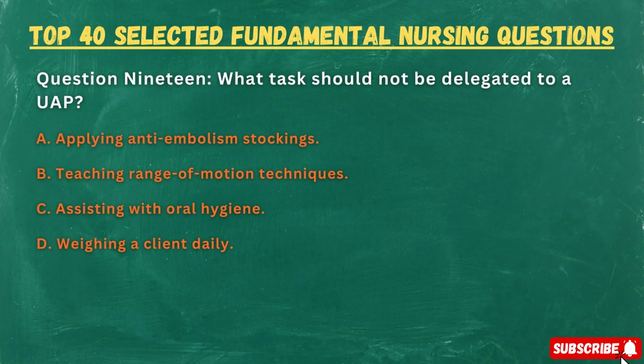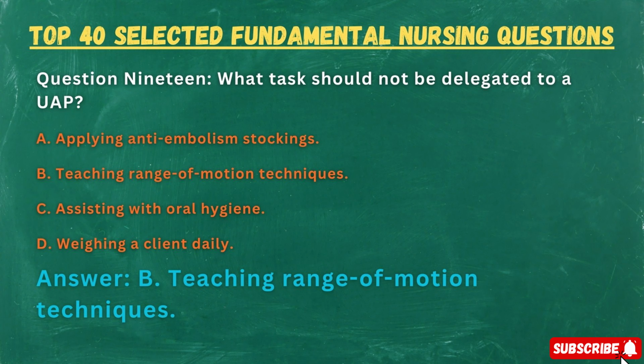Question 19. What task should not be delegated to a UAP? A. Applying anti-embolism stockings. B. Teaching range of motion techniques. C. Assisting with oral hygiene. D. Weighing a client daily. Answer. B. Teaching range of motion techniques.